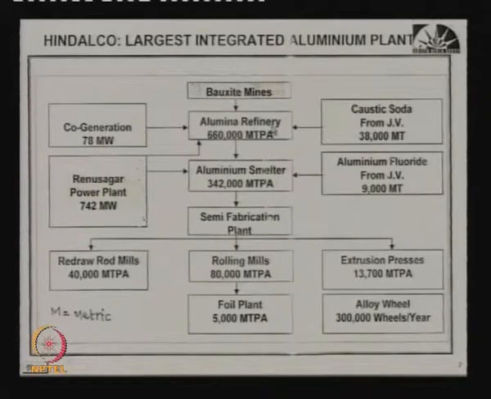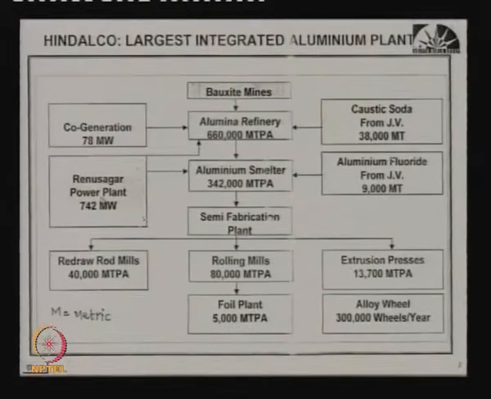They have an aluminum refinery where power is coming through cogeneration. Cogeneration means simultaneous generation of electricity and steam. You need electricity, you also need steam, which will go for the Bayer process. We need a caustic soda plant; you produce caustic soda which will go for leaching. In the smelter also you need power, you need aluminum fluoride, then fabrication rolling mills, all these things they have.